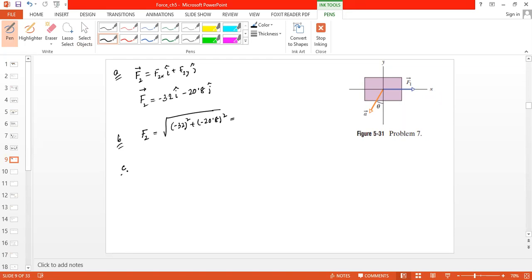And now in part C, they are asking me for the direction that F2 makes with the positive x-axis, that is, what angle F2 produces with positive x. So we know if this is my vector A, and it makes an angle theta with the x direction, we can write theta equal to tan inverse of the y component divided by the x component.